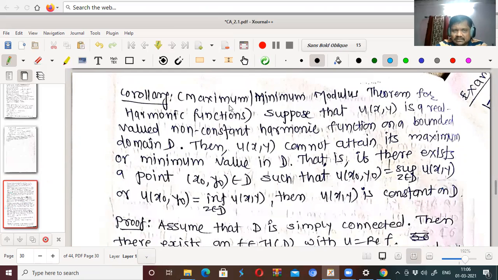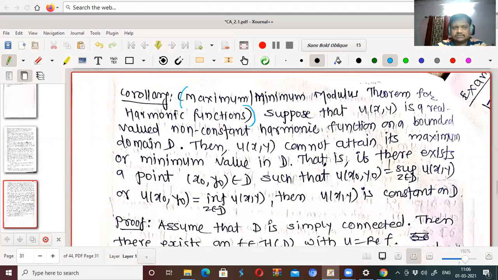Now we have one more corollary, that is the maximum or minimum modulus theorem for harmonic functions. Suppose that u(x,y) is a real valued non-constant harmonic function on a bounded domain D. Then u(x,y) cannot attain its maximum or minimum value inside D. If u(x,y) attains a maximum or minimum inside D, then u must be constant. Its meaning is like that also.